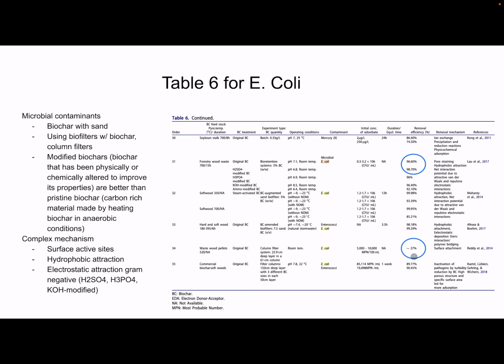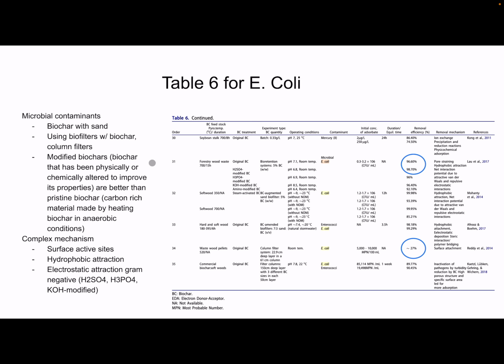So you can see the worst one at 27% would be your waste wood pellets, and then the greatest efficiency ones would be your forestry wood waste biochar. But a lot of these other ones also work really well, like the softwood. And then the hard and soft wood with almost like a 98 to 99% efficiency. So this just shows you don't really need crazy modifications for the biochar in order for it to filter out the E. coli, which is pretty good for us.